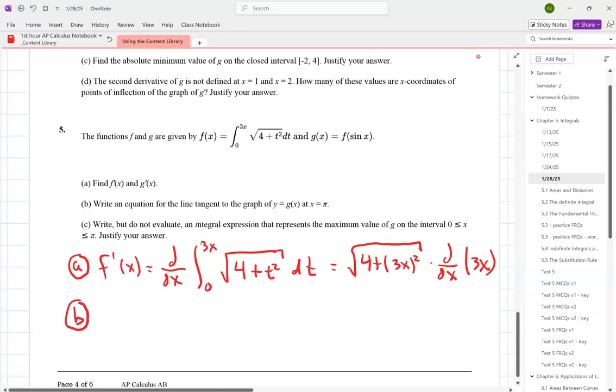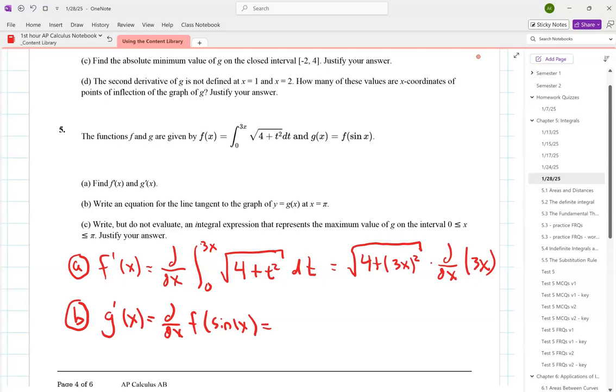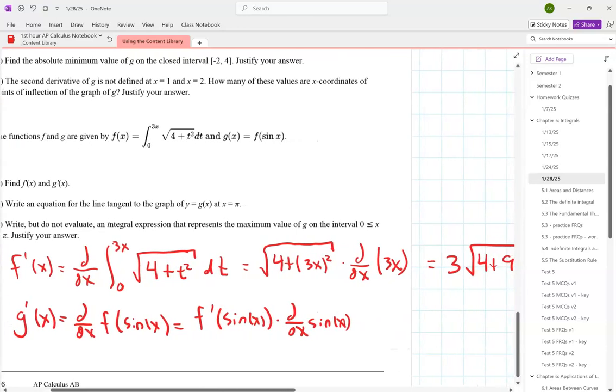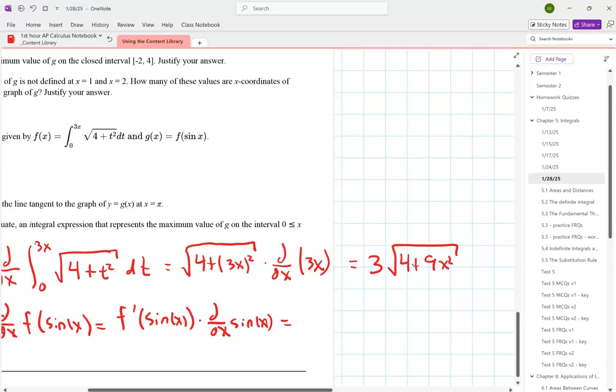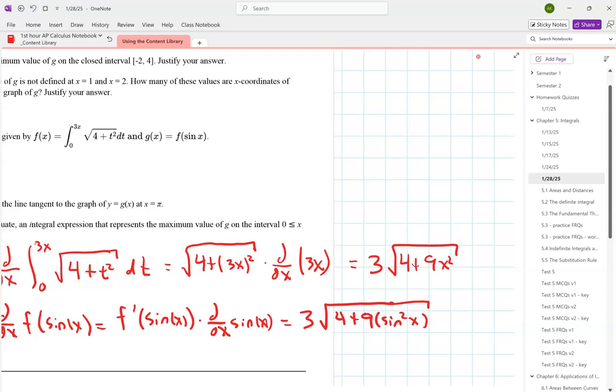And then part B. g prime of x is going to be the derivative of f of sine x, which is f prime of sine x times the derivative of sine x. That's a chain rule derivative. So we have f prime, that's 3 times the square root of 4 plus 9, and we plug in the sine for x, so now I have sine squared in there. And then times the derivative of sine, which is cosine. Does that feel good? Any questions on what I did there?